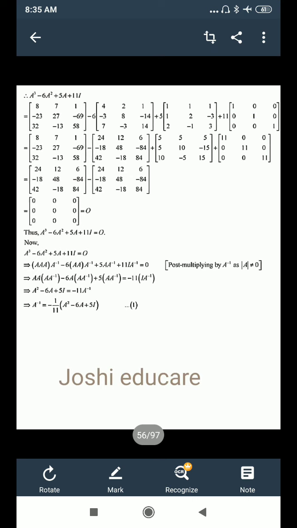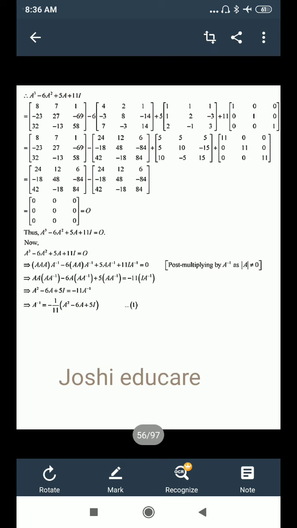It is up to you. I can add all these at once. It is 8 minus 24 plus 5 plus 11. That will be the first element. So in this way you add these and you are going to get it is equal to O. Thereby we have proved that A cube minus 6A square plus 5A plus 11I equal to O. By using this, you have to find A inverse.